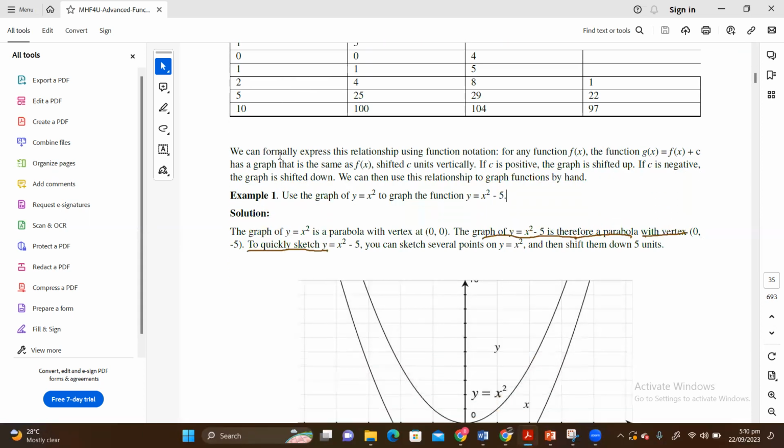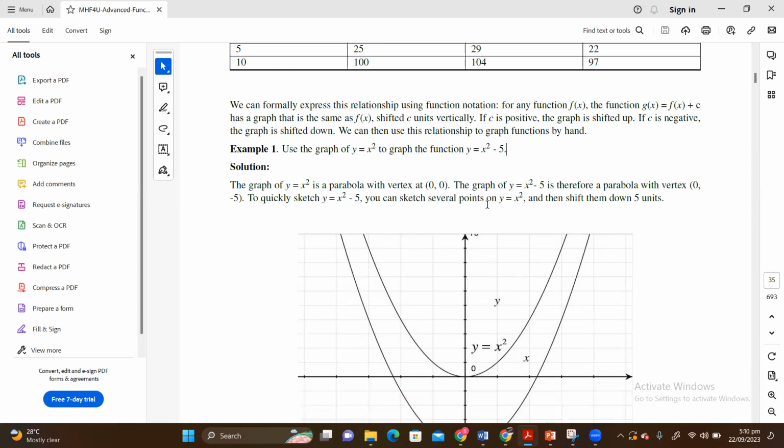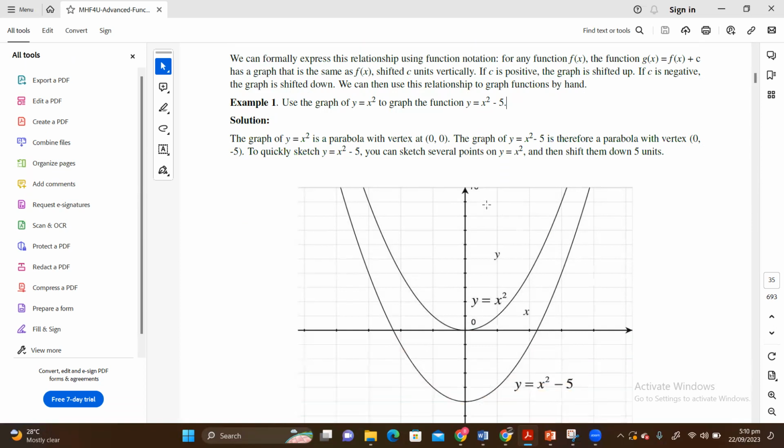Use the graph of y is equal to x squared to graph the function y is equal to x squared minus 5. So now we have learned how to do so. If we have the function y is equal to x squared, we know the graph of it, which is this. And we need to plot another graph, y is equal to x squared minus 5, which will be shifted 5 units down. From this point, 1, 2, 3, 4, 5 over here. Every point we will move 5 units downward, and we will get a new graph y is equal to x squared minus 5.